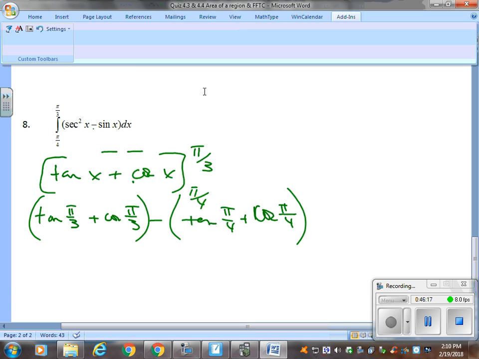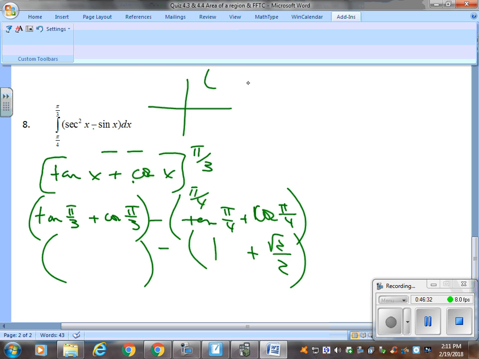Because the cosine of pi over 4 is the square root of 2 over 2. And the tangent is y over x, which are both the same number. So it's 1. And then over here, cosine of pi over 3, if you remember, pi over 3 is up here.